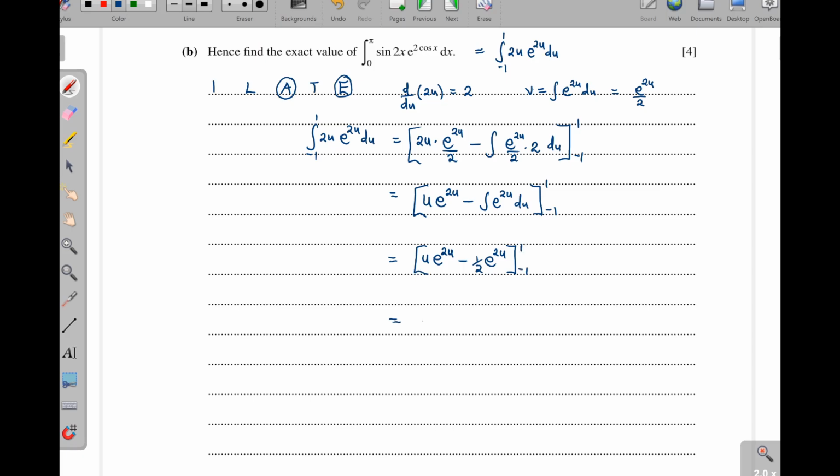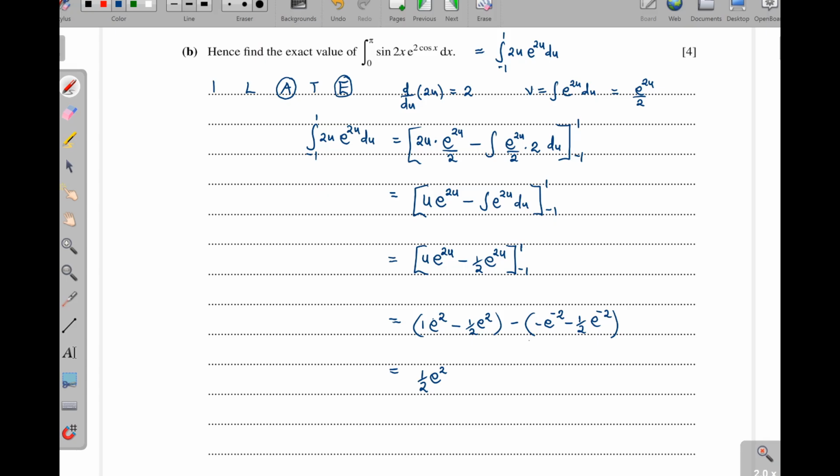So put 1, we shall get 1 times e to the power of 2, then minus a half times e to the power of 2. Then we subtract, put -1, so negative of e to the power of -2 minus a half e to the power of -2. So here we have 1 minus a half. That one gives us a half. So we have a half of e to the power of 2.